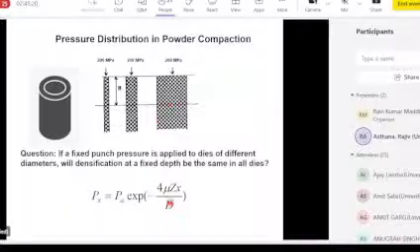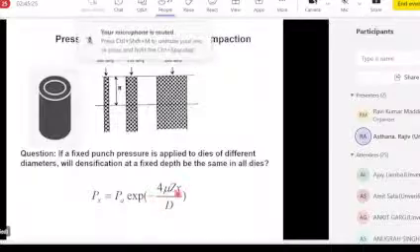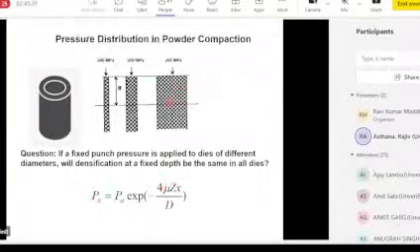And you can see that also from this equation, because the larger the diameter D, smaller is this ratio, but then e to the power negative of a small number is a large number. So a large diameter die will give you better transmission of pressure as compared to a small diameter die. Lubricating a die makes sense because mu, the static friction coefficient, when you decrease it by lubricating, the pressure is transmitted more effectively.